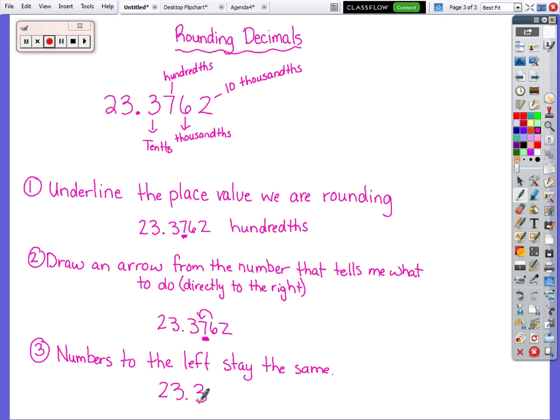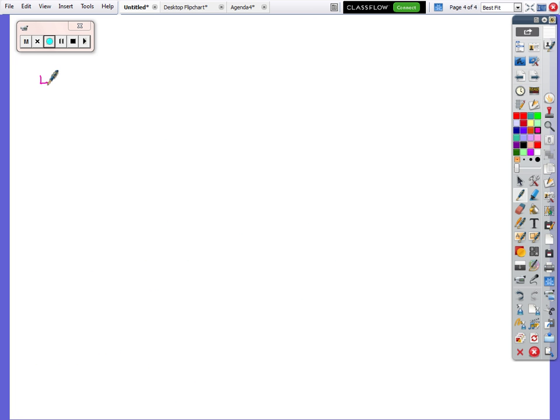My 7, we need to decide what we're going to do. If I'm going too fast for you, just pause the video and write it down, because we're on step 4. Decide what to do. And when you decide, 5 and above, give it a shove.